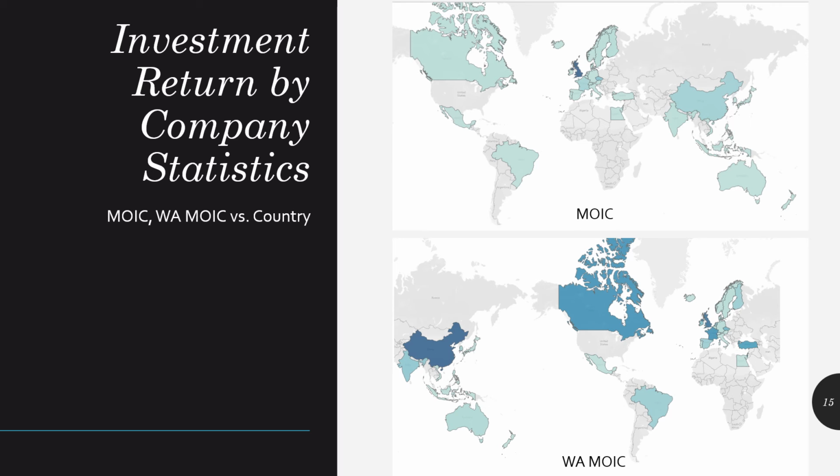These maps show the MOIC and WA-MOIC rates of each country by color, respectively. The United States was excluded because it placed an extreme skew on the data. We can see that England has a very high MOIC compared to most other countries. However, Canada, China, France, and Turkey perform much better for the WA-MOIC metric. WA-MOIC represents a weighted average, so it seems that the last round investors do well in England, but the other countries seen in the second chart have better investment returns overall.